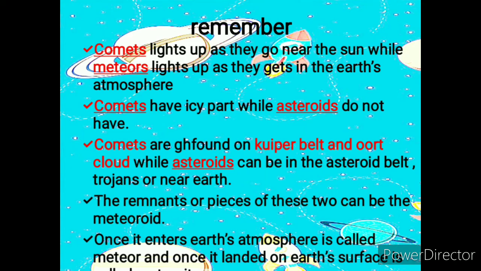Next, remnants or pieces of these two. The remnants or bits of the comets and the asteroids can be meteoroids. And lastly, once it enters the Earth's atmosphere, the meteoroid is called a meteor, and once it lands on Earth's surface it is called a meteorite. Okay, so that's it. Thank you very much.